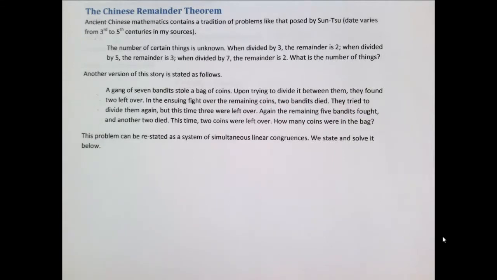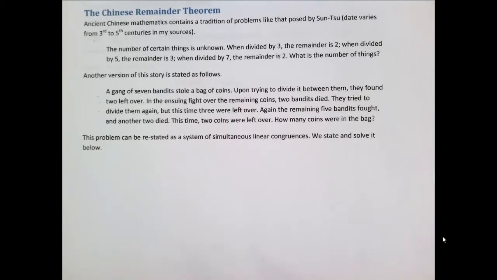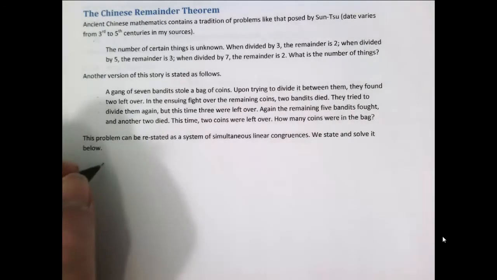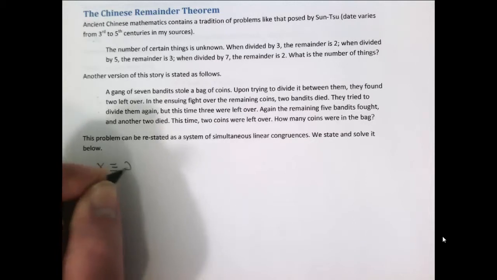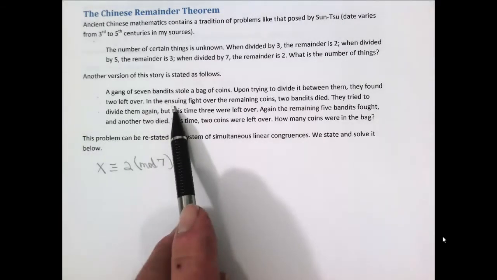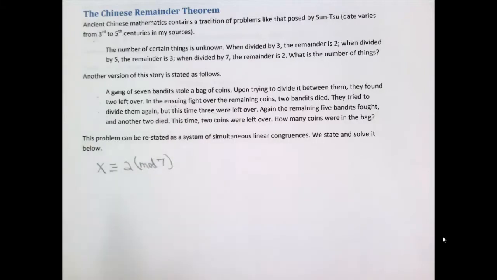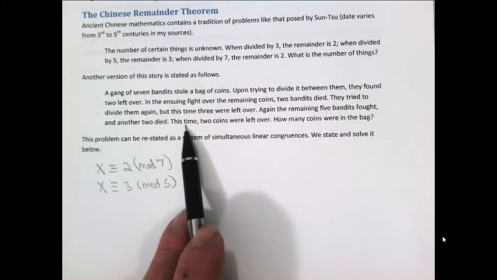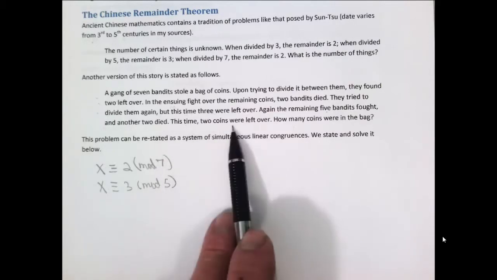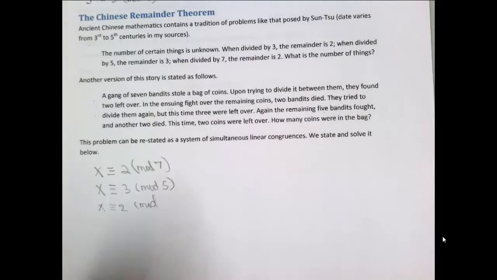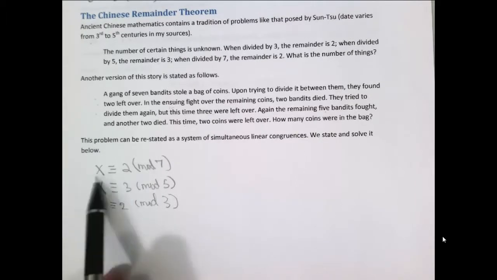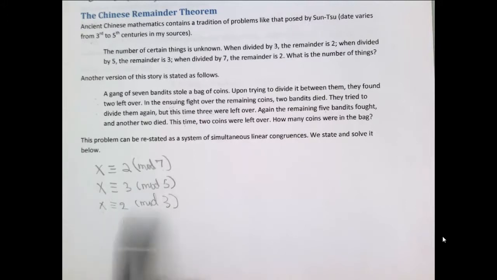The problem can be restated as a system of linear congruences, and we state and solve it as follows. First of all, we know this. A gang of 7 bandits stole a bag of coins. Upon dividing it between them, they found 2 that were left over. Therefore, x, the number of coins in the bag, is congruent to 2 modulo 7. Well, after the first fight, 2 of the bandits died, 5 of them remain, and this time there were 3 coins left over. Finally, they fought again, and another 2 died, so that 3 are left this time, and 2 coins are left over, so that x is congruent to 2 modulo 3. The question is, is there any x in the integers such that x is congruent to 2 modulo 7, 3 modulo 5, and 2 modulo 3?